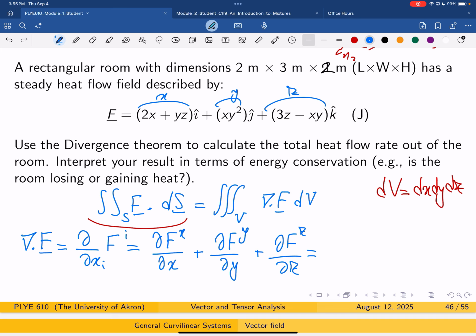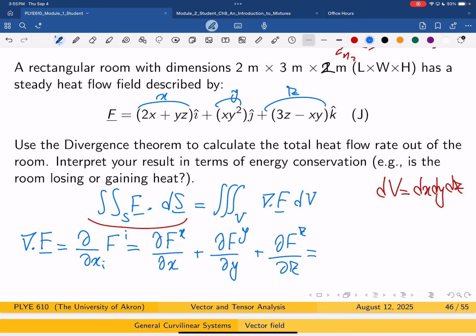So if we are differentiating with respect to x, will it just be 1? Yeah, the derivative of the first component with respect to x. 2, not 1, 2, right? What is the derivative of the second component with respect to y? 2xy. And the third one with respect to z?